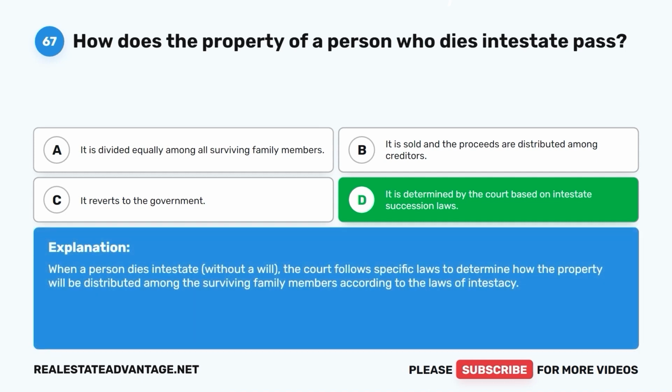When a person dies intestate without a will, the court follows specific laws to determine how the property will be distributed among the surviving family members according to the laws of intestacy.